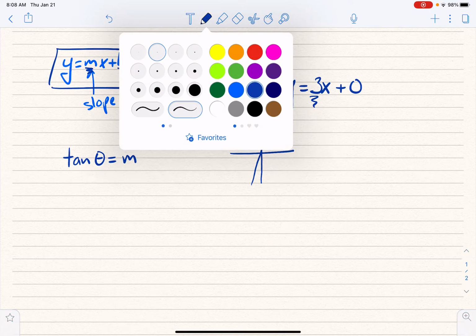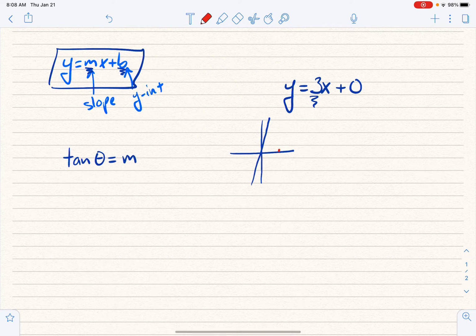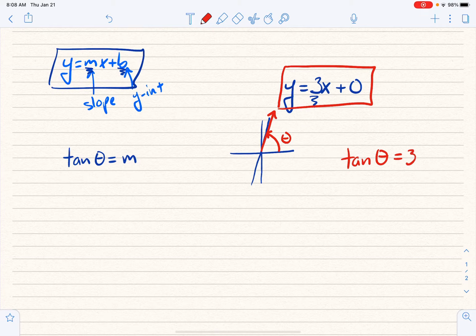When I say that, I mean if we're saying theta is in standard position like this, okay? And so right here, if this were to be theta, the angle theta in standard position, and it laid right here on this line, y equals 3x plus 0, well then, if I knew nothing else, I would know that tangent theta is equal to 3. And from that, I can find everything else.